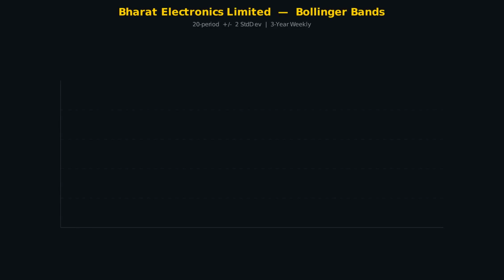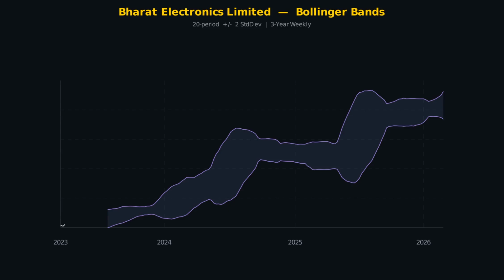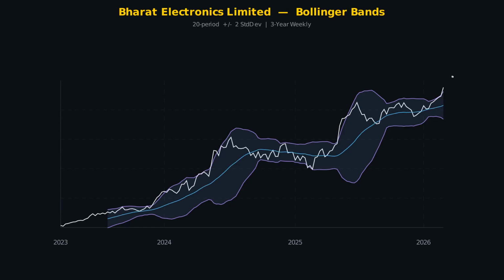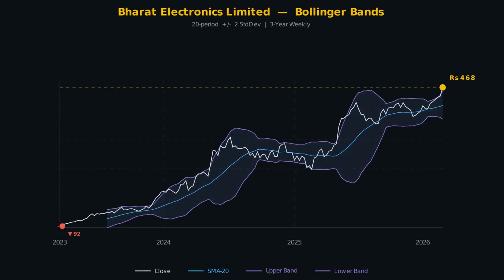Here is the Bollinger Band chart for Bharat Electronics Limited. The shaded region breathes in and out with volatility. Currently, the bands show wide volatility at 19%. The price is outside the upper band, potential breakout. Notice how the price repeatedly bounces between upper and lower bands over this 3-year period. Each touch of a band is a signal.